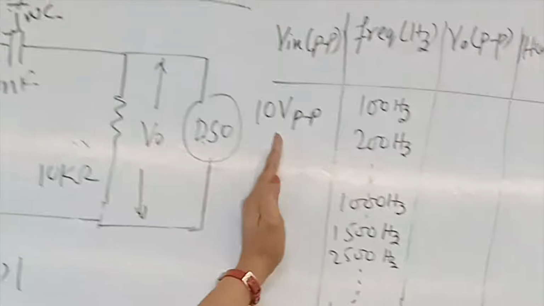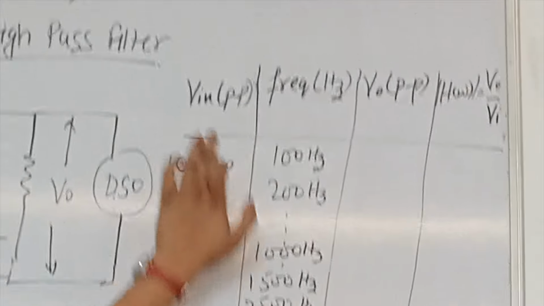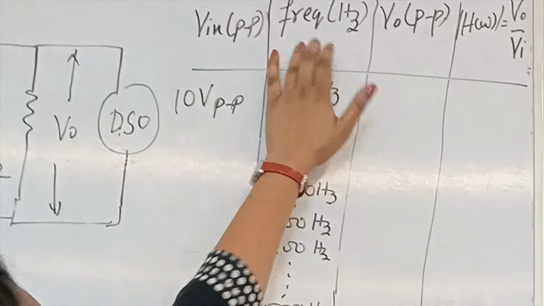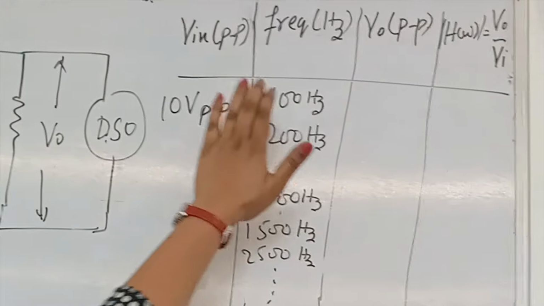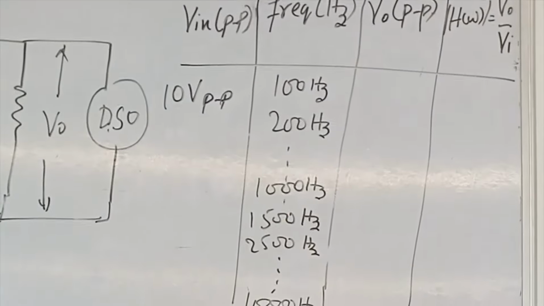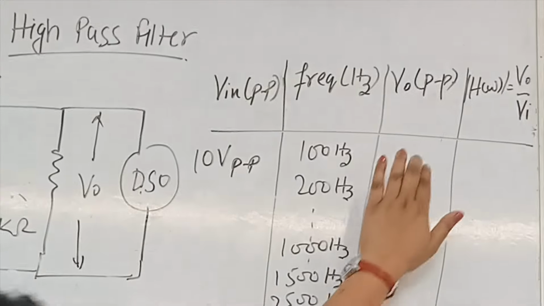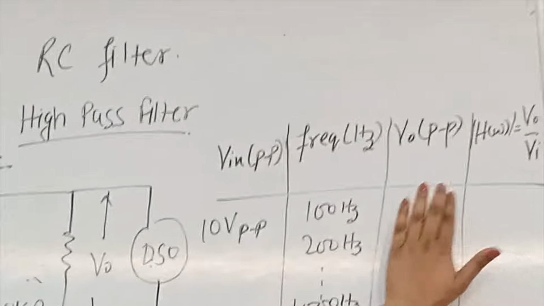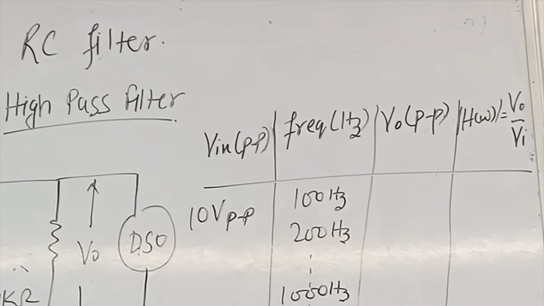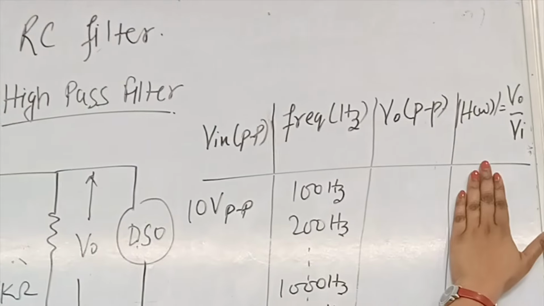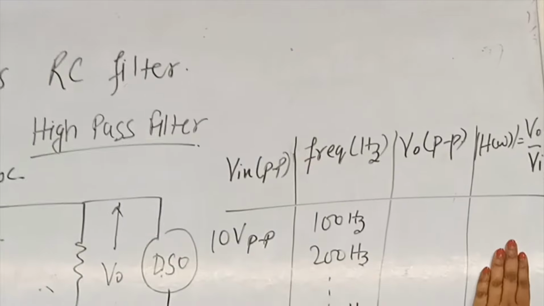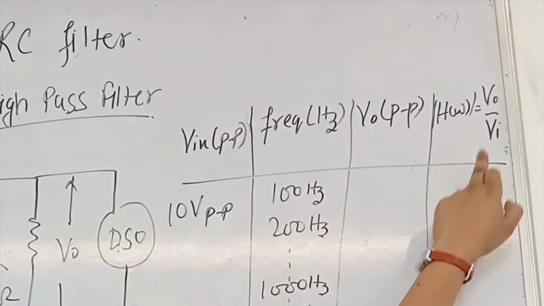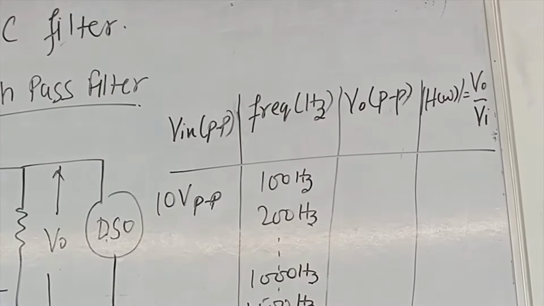So this is my observation table. This is my input voltage. I'll keep it constant at 10 volts peak to peak. Frequency I'll keep on varying. I'll start from 100 Hz and it will go till 10,000 Hz. And as I keep on changing the frequency, I'll keep on noting down the output voltage. After that, I'll calculate the transfer function at each and every frequency, which is equal to output upon input.